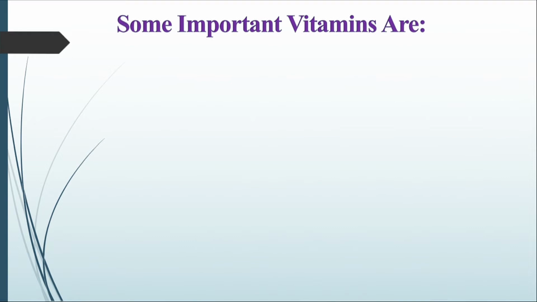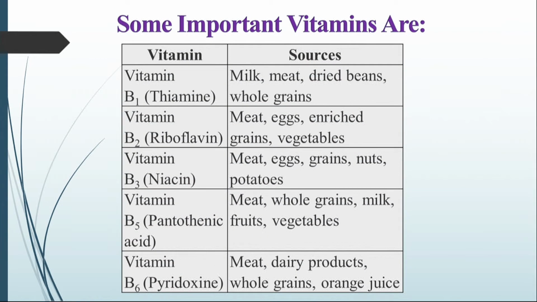What are some of the important vitamins we must get every day? Vitamin B1, also known as thiamine. We get this from milk, meat, dried beans, and whole grains. Vitamin B2, or riboflavin, we get from meat, eggs, enriched grains, and vegetables. Vitamin B3, niacin: meat, eggs, grains, nuts, and potatoes. Vitamin B5, pantothenic acid. We get it from meat, whole grains, milk, fruits, and vegetables. Vitamin B6, pyridoxine. We get this from meat, dairy products, whole grains, and orange juice.